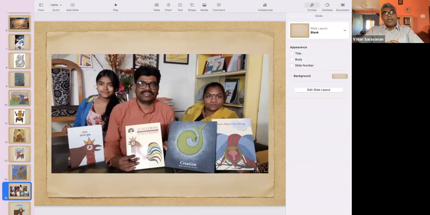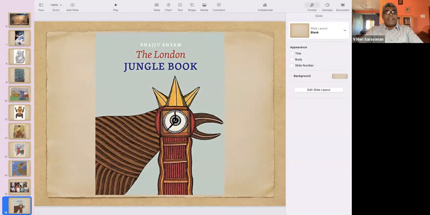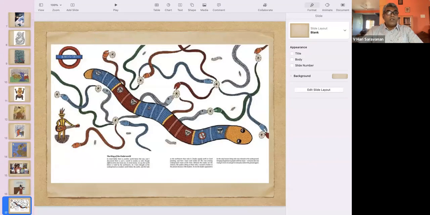Here is Bajju Shyam. He's holding a book called The London Jungle Book. It is an account of his experience traveling to London for an exhibition, which he visualizes. Here is an example, a page from the book. It's been published by Tara Books based in Chennai. They've been extensively working with folk painters across India. And here is Bajju Shyam's visualization which depicts the London Underground. For him, it's more like a serpent.